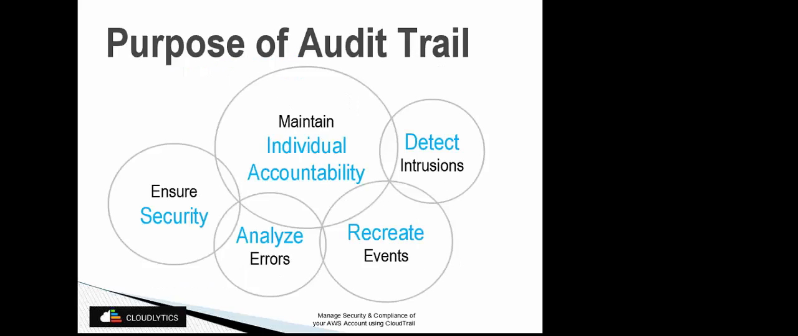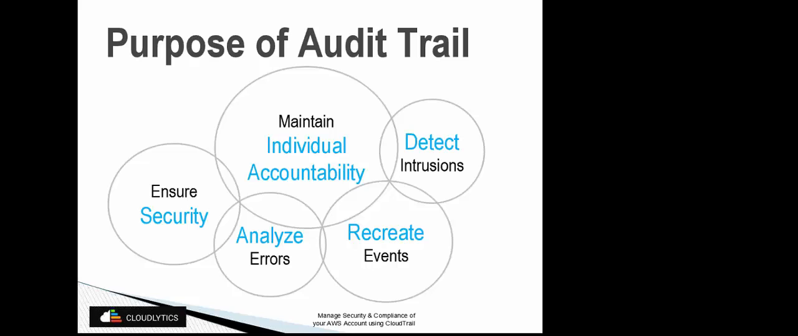Now, if we do have an audit trail, how can we make proper use of it? What is the purpose of an audit trail? Using an audit trail, you can maintain individual accountability. That is, you can pinpoint the entity that can be the cause of some problem in your infrastructure. By going over and analyzing the logs in your audit trail, you can understand the patterns of access that are being made into your infrastructure. You can detect intrusions, and if you can detect intrusions, you can also ensure security in your infrastructure.